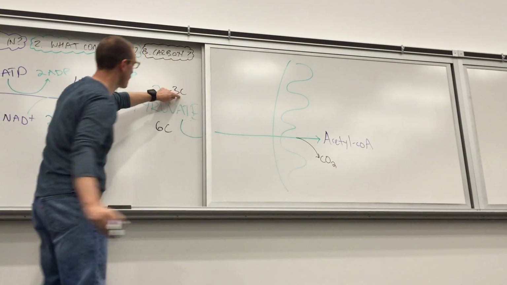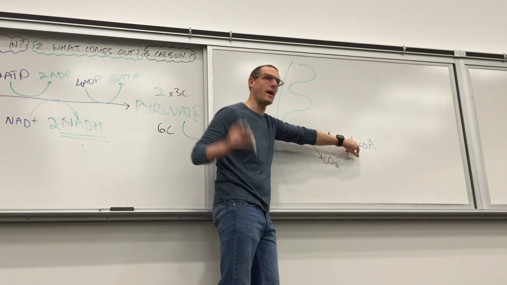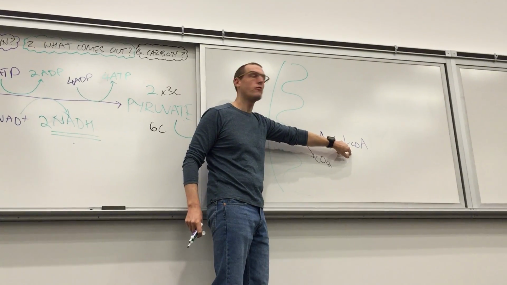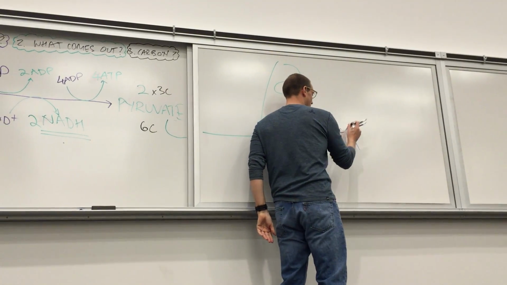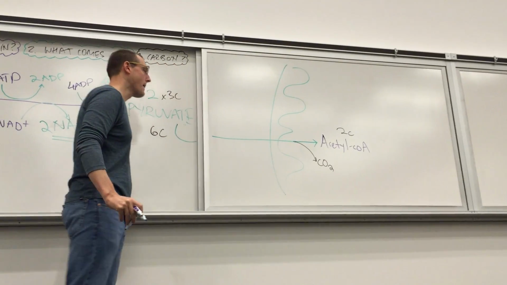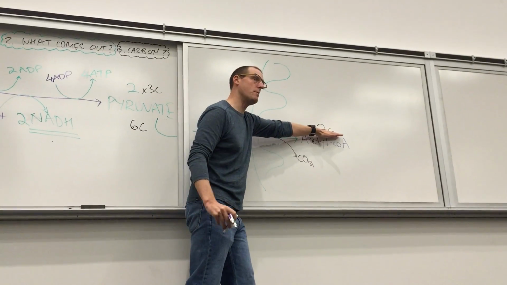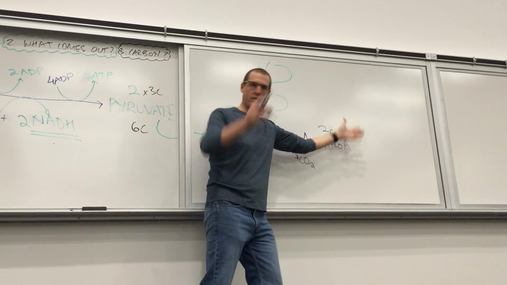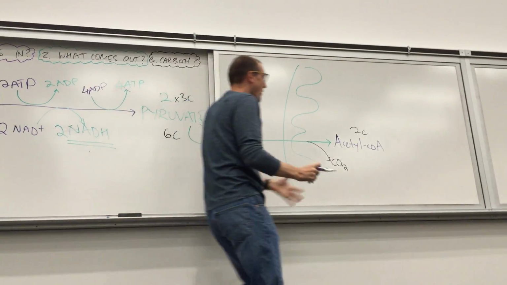So if we start off with a 3-carbon pyruvate, how many carbons are left in the acetyl-CoA that came from the pyruvate? 2. 3 minus 1 is 2. So this is a 2-carbon piece. The acetyl part is the 2-carbon piece. The CoA is this giant, basically, vitamin-like structure. So we don't worry about this.